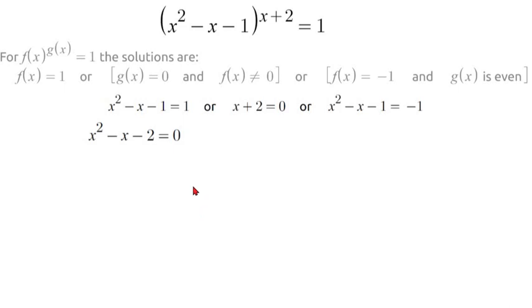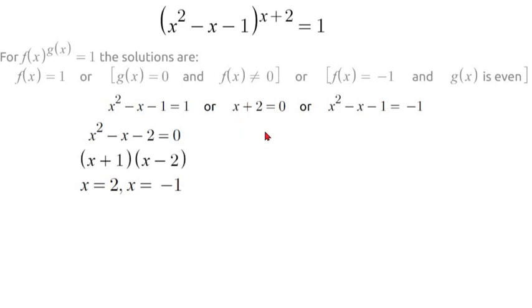And then we can go ahead and factor this one. So we would have an x plus 1 times an x minus 2, which means the two answers we would get would be a negative 1 and a positive 2. So x would be equal to 2 and x would be equal to negative 1. So those are two possible answers.